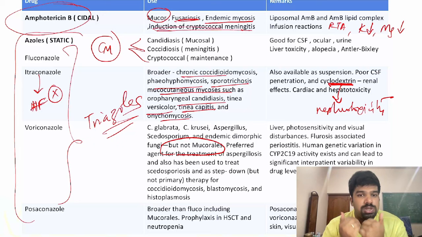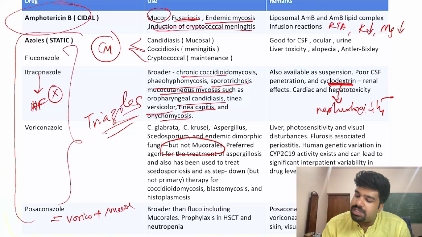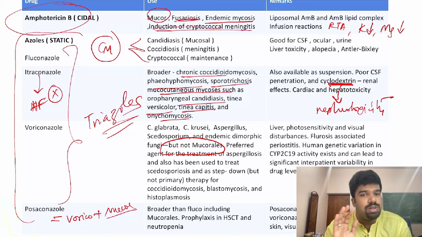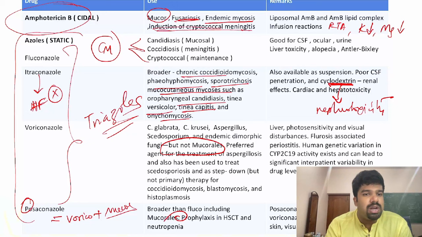Now coming to posaconazole, everything of voriconazole was included, but it was also active against mucor. So posaconazole is basically voriconazole plus mucor. You can understand it that way. Now, a posaconazole-specific point, it's used in prophylaxis. It is used in the prophylaxis of febrile neutropenia and bone marrow transplant. Post bone marrow transplant, you can give the patient posaconazole. So P for P, posaconazole for prophylaxis. Please remember it this way. So, CM for fluconazole and PP for posaconazole and prophylaxis.